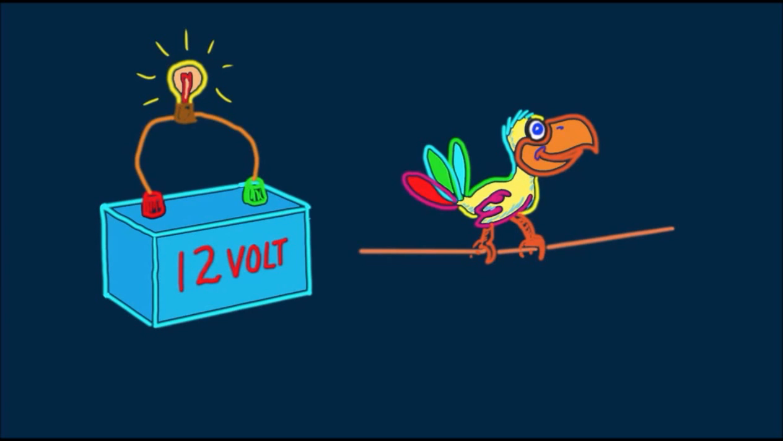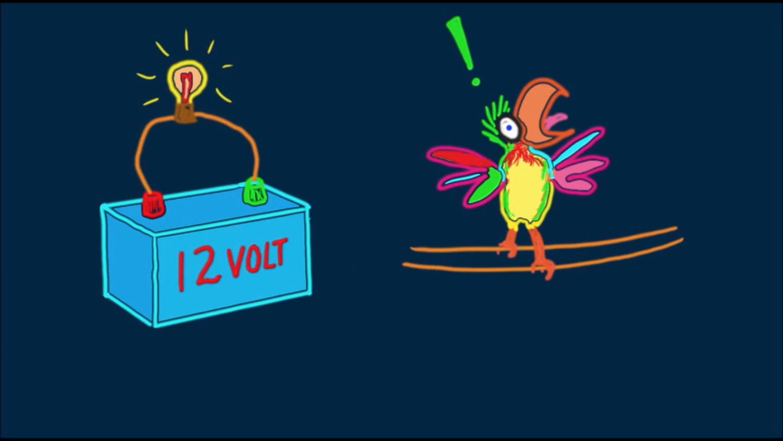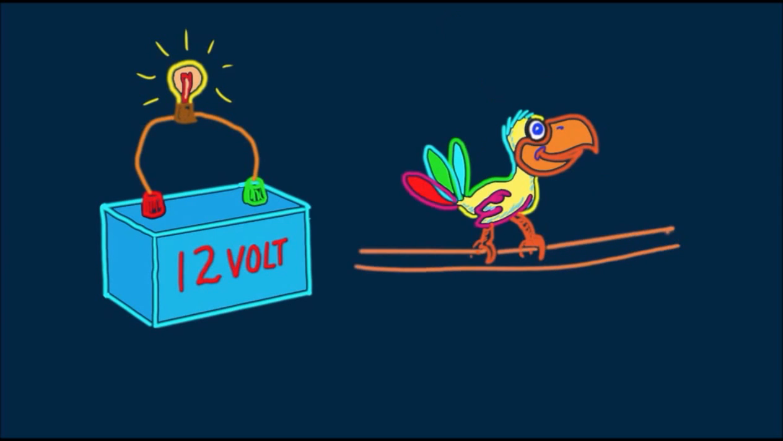Let's conclude with a question. Why is it a bad idea for our bird to reach over and make contact with another wire? What is likely different about the other wire? Until next time, good energy.